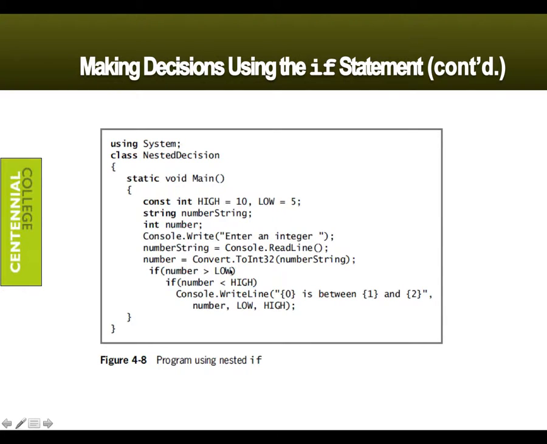If my number is greater than low, low is a constant, which is 5. High is a constant, which is 10, right? If my number is greater than low, okay, now check, is my number less than high? So it's greater than low and less than high. There's your range, right? That's how you can do a range. Greater than low, less than high.